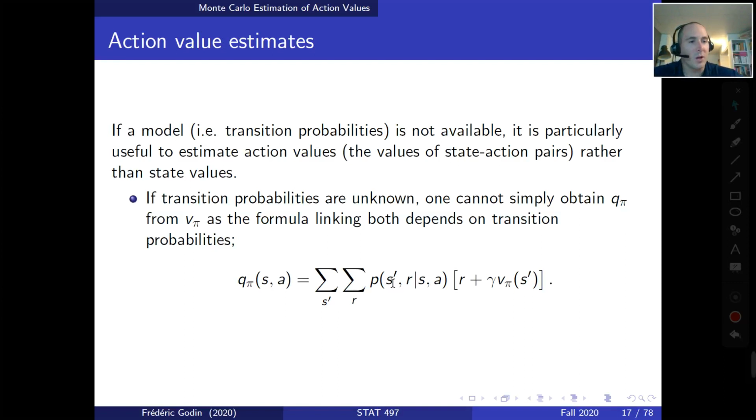We're going to stop here for now. We've discussed value estimates previously. In the next class, we'll expand on this, and we'll start discussing action value estimates.